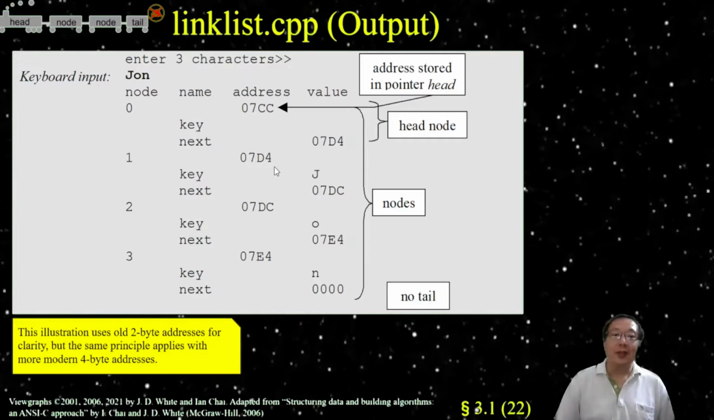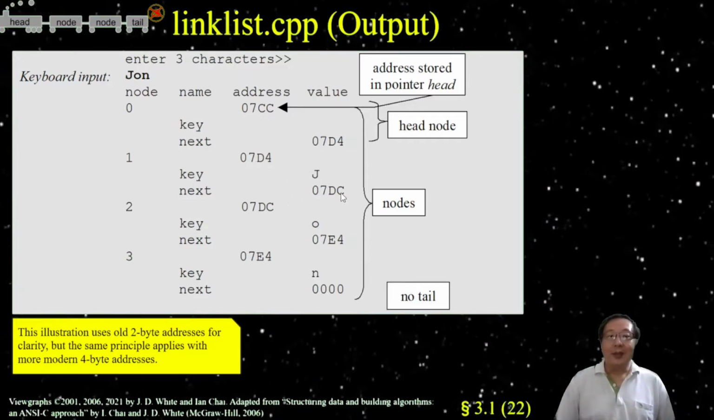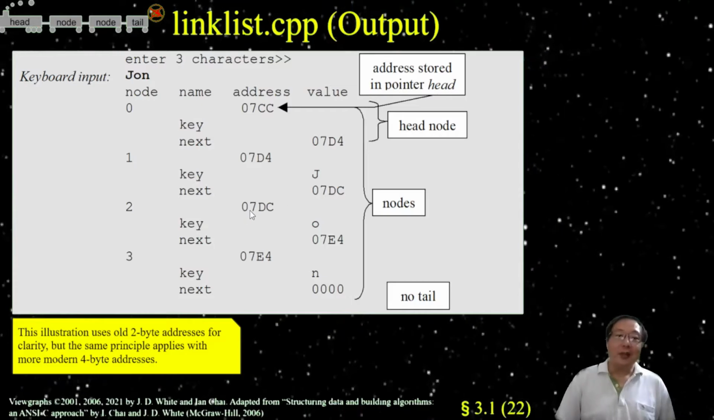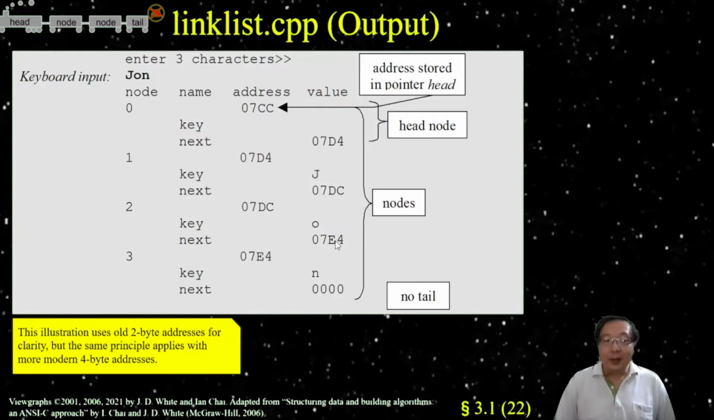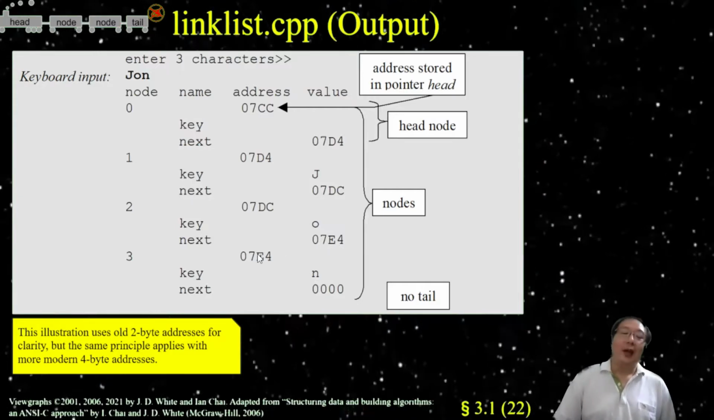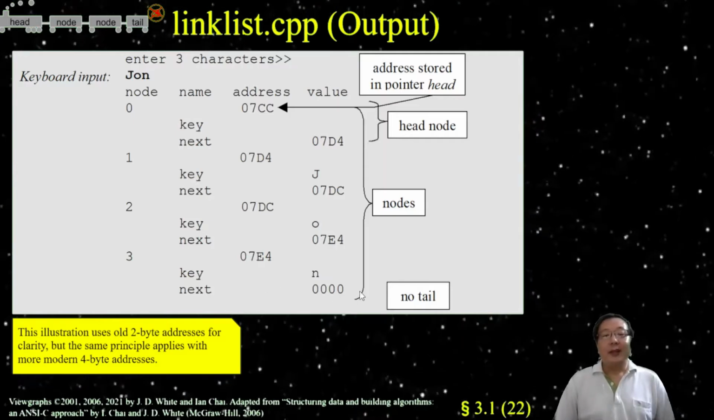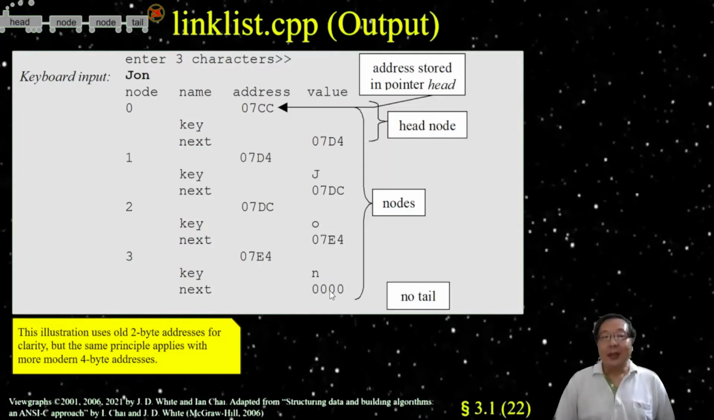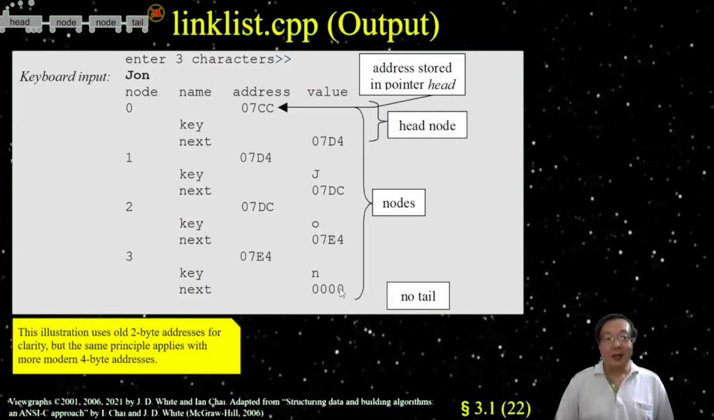So I go to 07d4, I find the next node which has the J. And the next node to that is at 07dc. I go to 07dc, I find the next node has the O. And then the next node I follow is 07e4. I go to 07e4, I find that it has the N. The next node is not there. There is null. Null meaning that there is no next node. Okay, there is no next node.